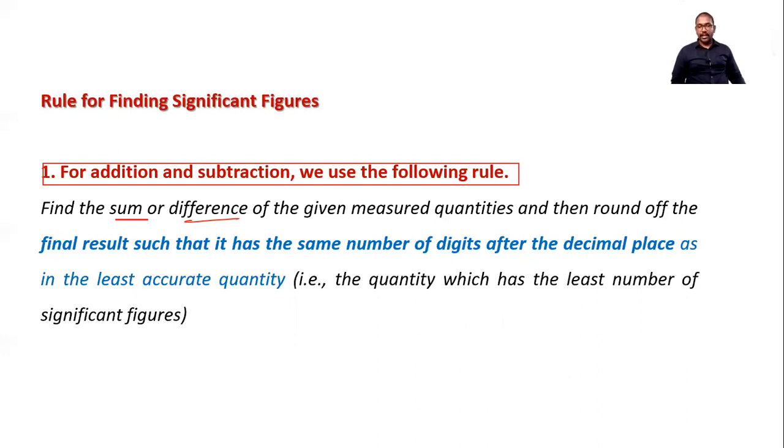Whatever the addition we do, we have two numbers. After adding or subtracting these two numbers, the final result has to have the same number of digits after the decimal point as the least accurate quantity. Least accurate quantity means, let's see one example, then the idea will be clear.